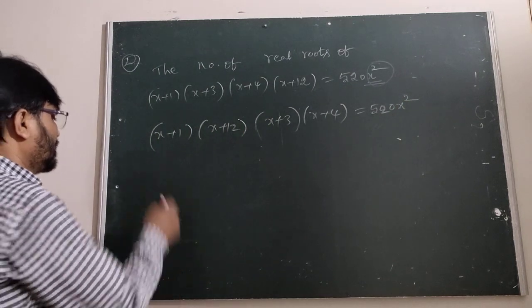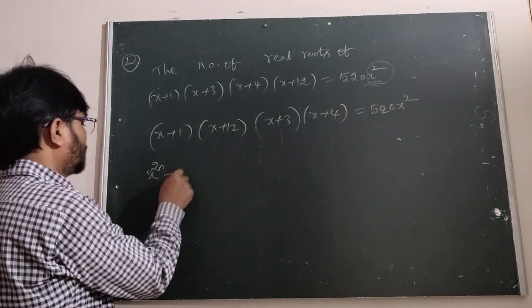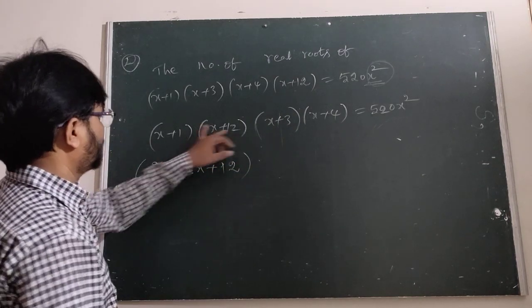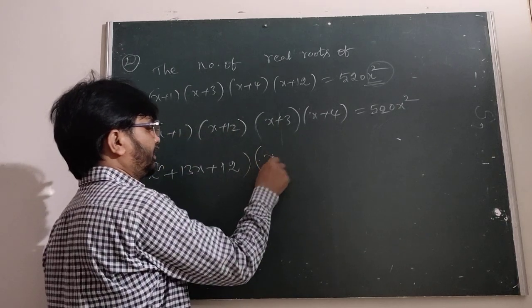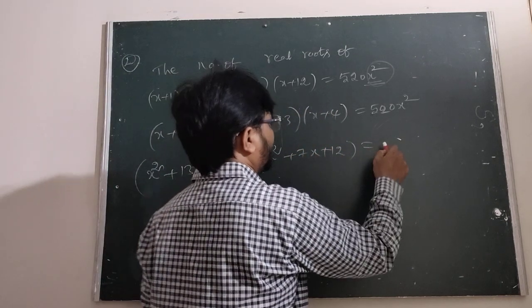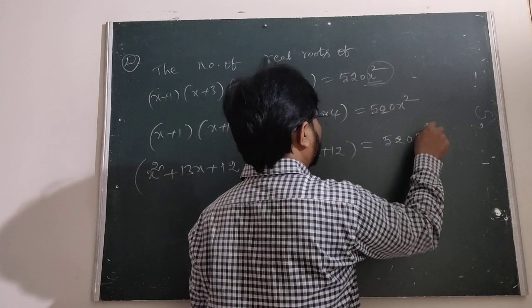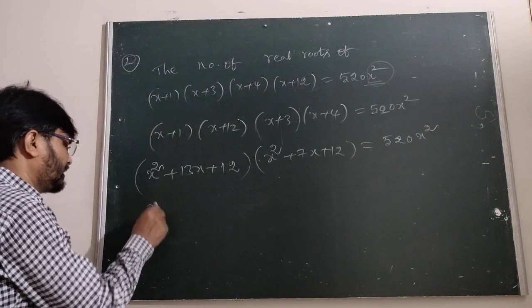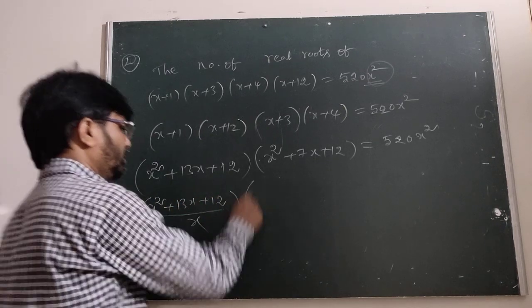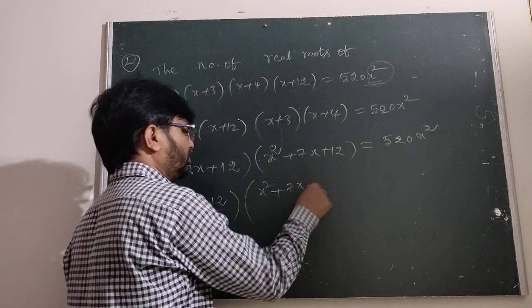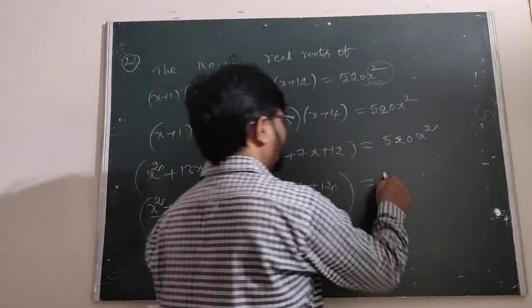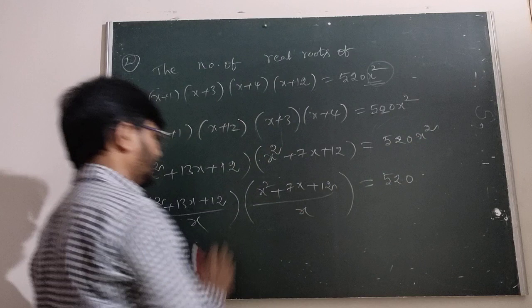After multiplication, we get x² + 13x + 12, and the other bracket is x² + 7x + 12, equal to 520x². The next step, we divide each bracket by x: (x² + 13x + 12)/x and (x² + 7x + 12)/x. Since x times x is x², the right side 520x² is divided by x² as well.